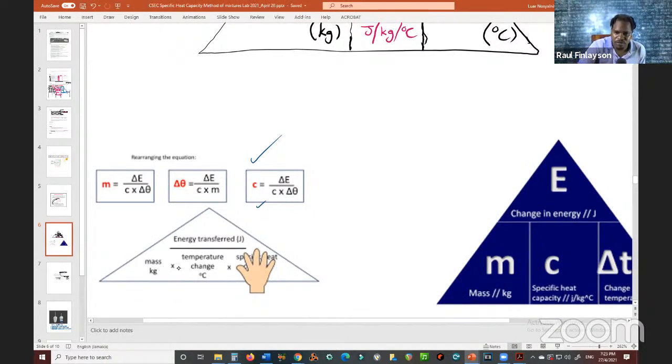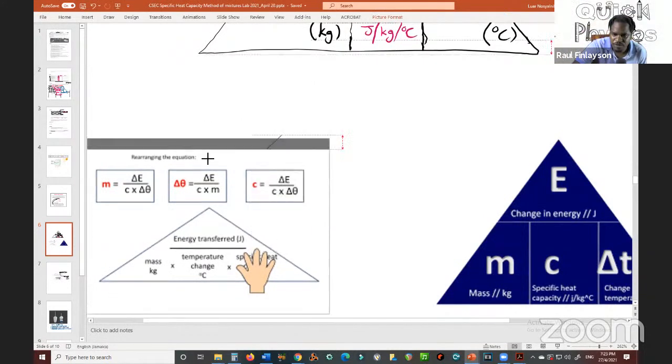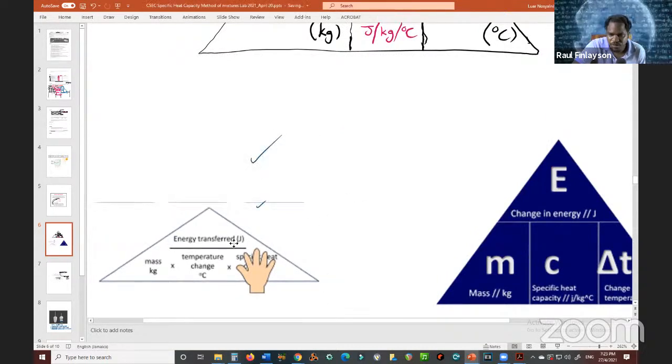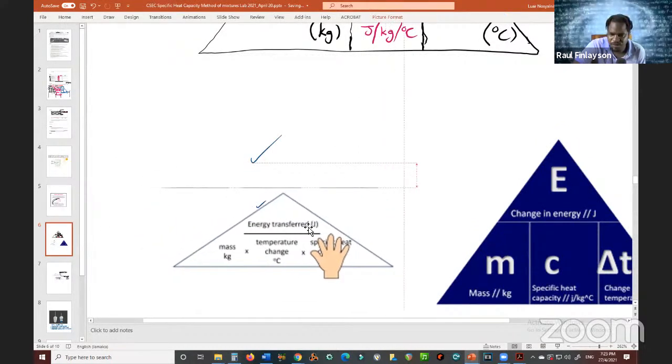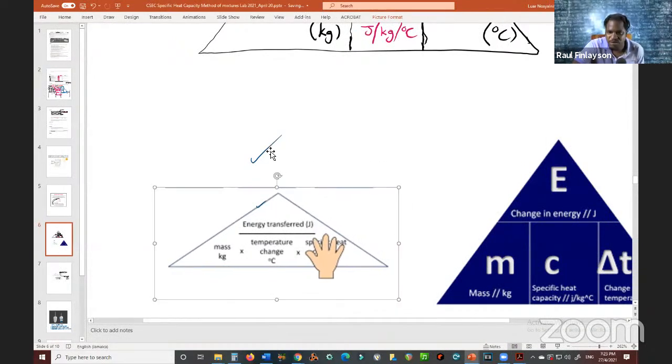So probably I should just crop here, because this part here is not needed. All right, there we go. That's what we're using. Specific heat capacity is covered here. So it's going to be the energy transfer divided by the mass times the temperature change. That's the one we're using.